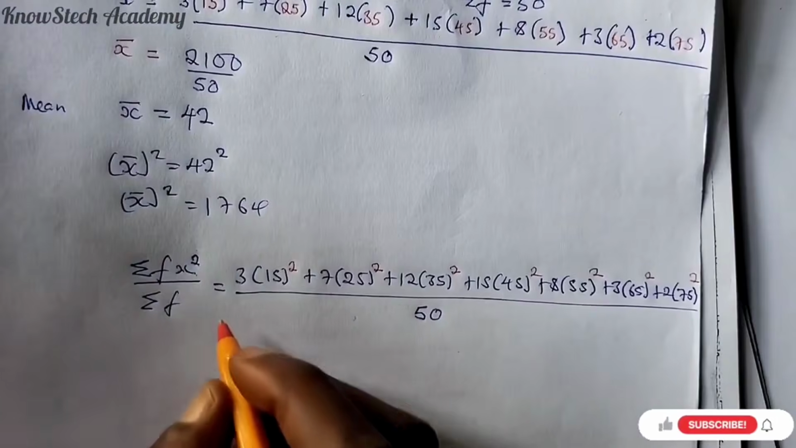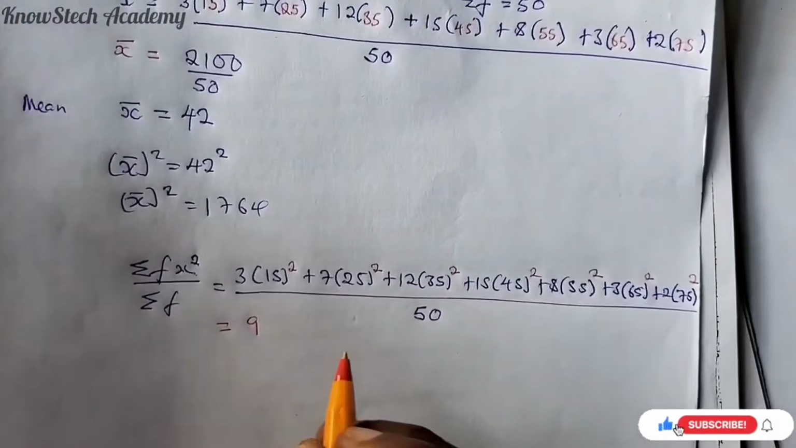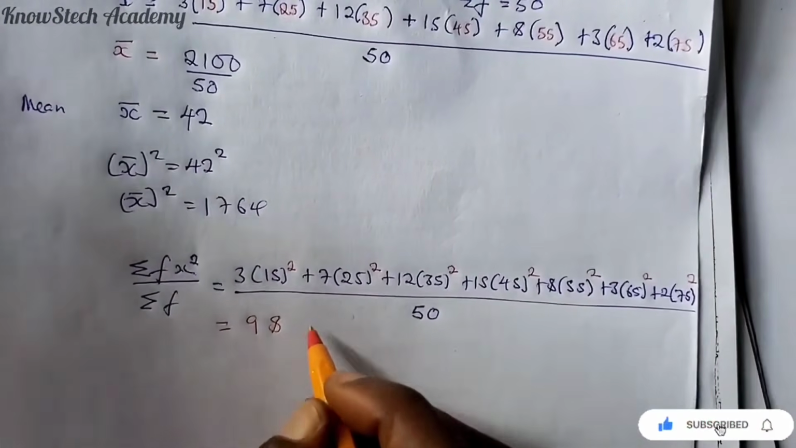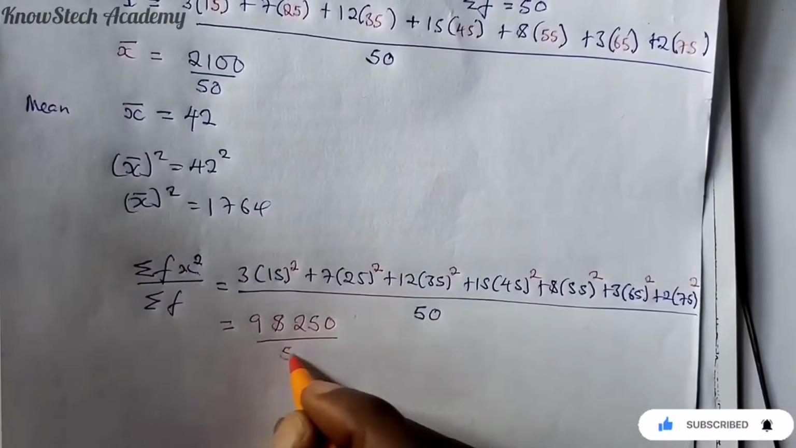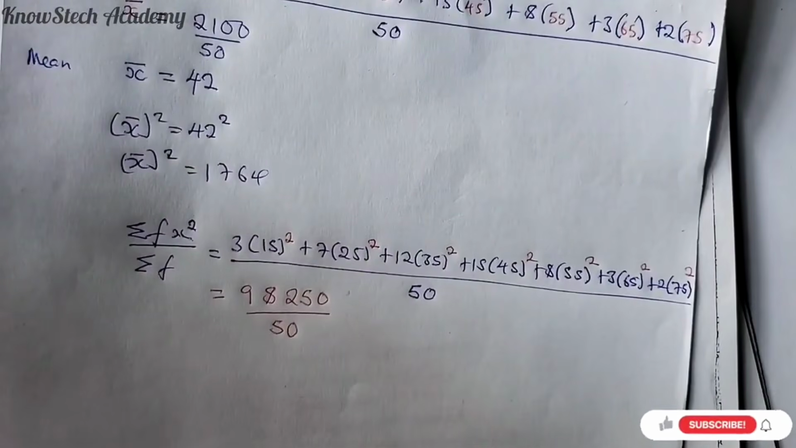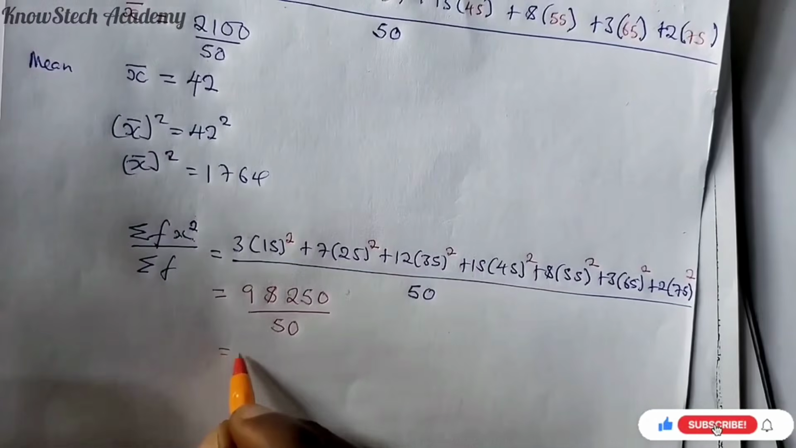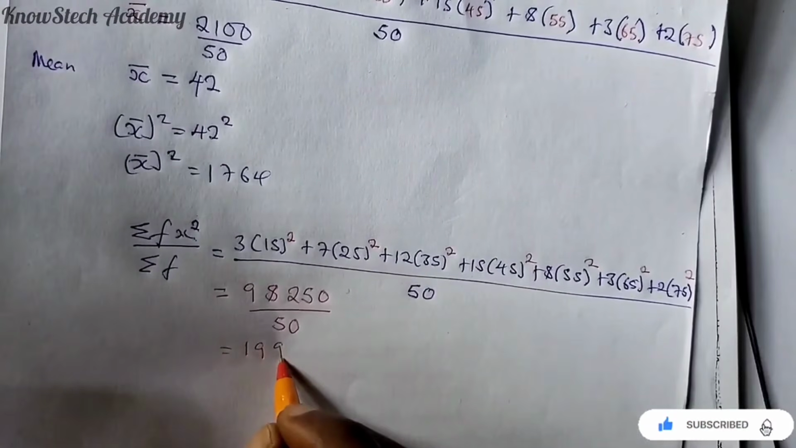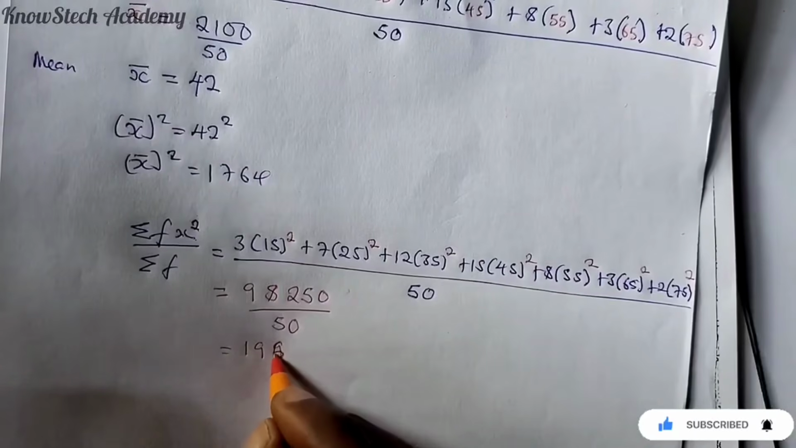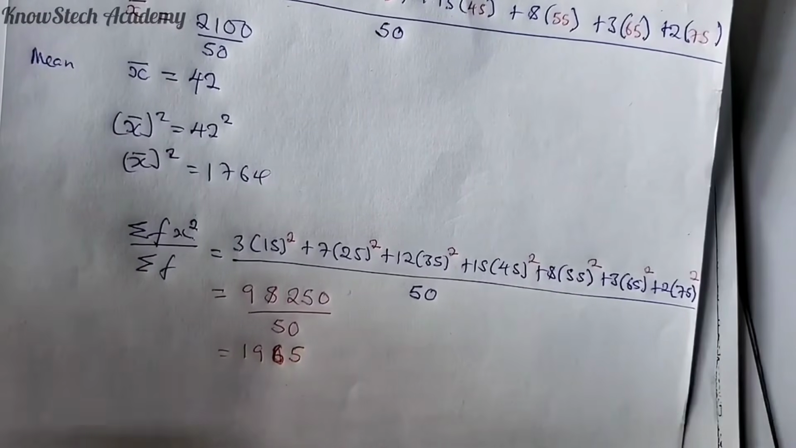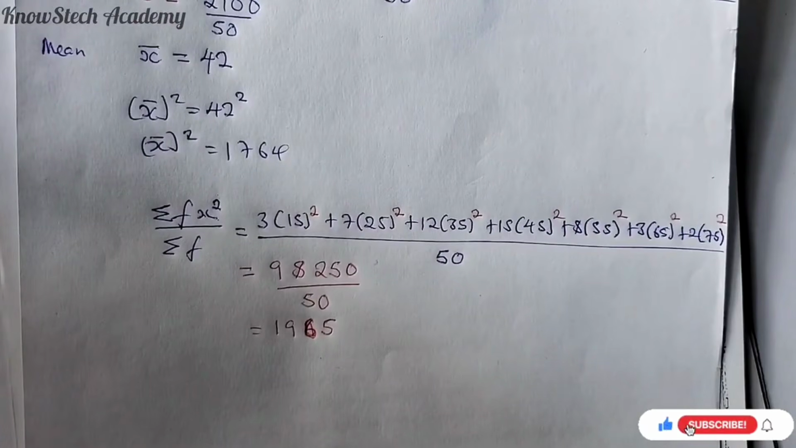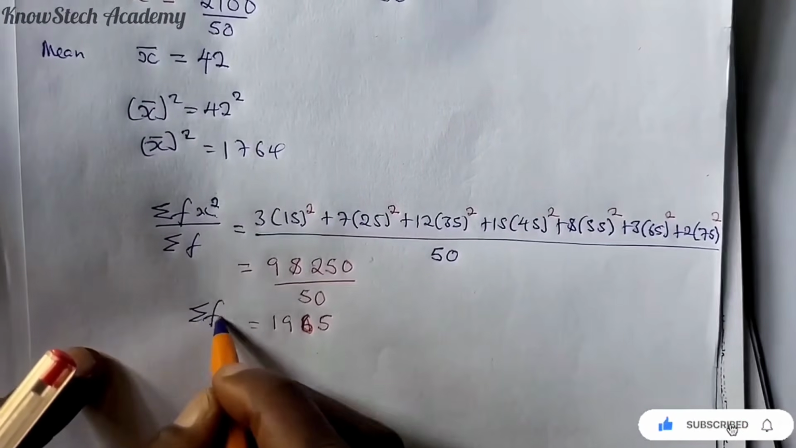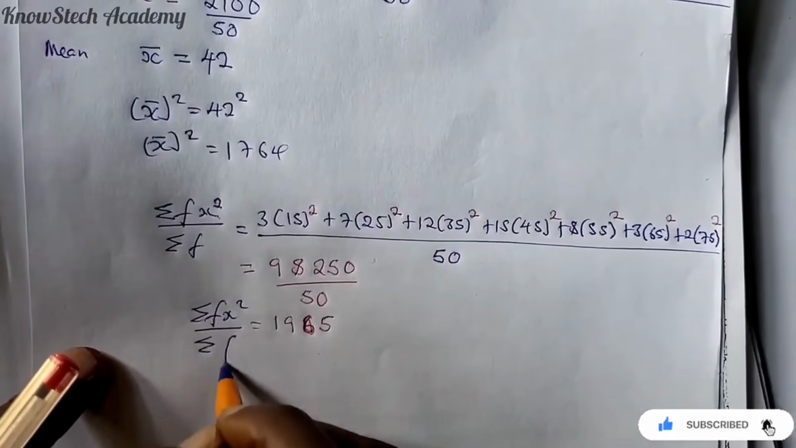It's giving me 98,250 divided by 50. So when you divide by 50, we are going to have 1,965. What is this figure? This figure is the summation of fx squared over summation of frequency.